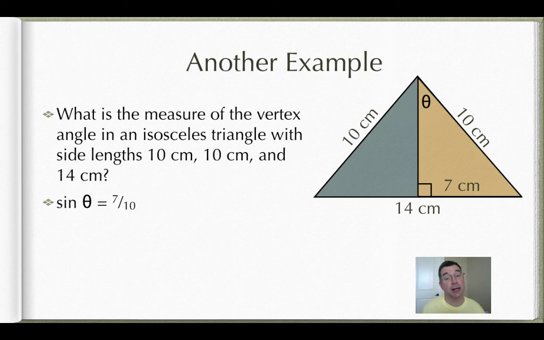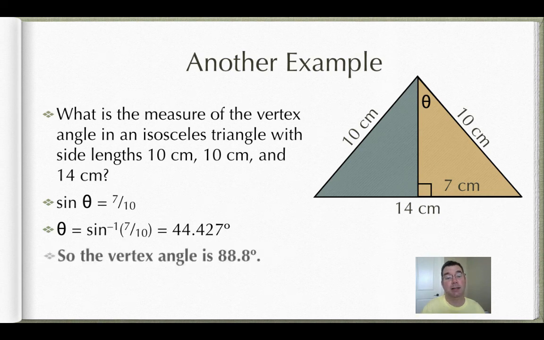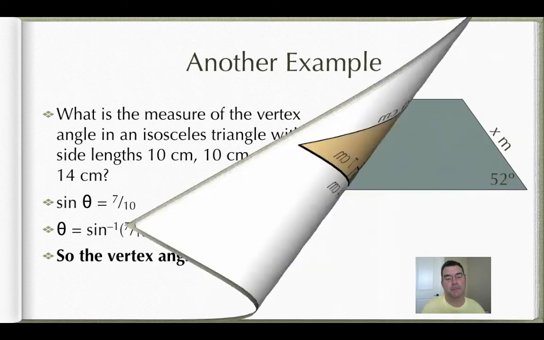Now this is a case where I need an angle, so that means I need to use an inverse function. The inverse of sine is sine inverse. So theta is going to be the inverse sine of 7 over 10, and that's 44.427 degrees. That's theta, which is half as big as the angle that I want. So the vertex angle is going to be twice as big as that, which is 88.8, maybe even 88.9, depending on how you round.